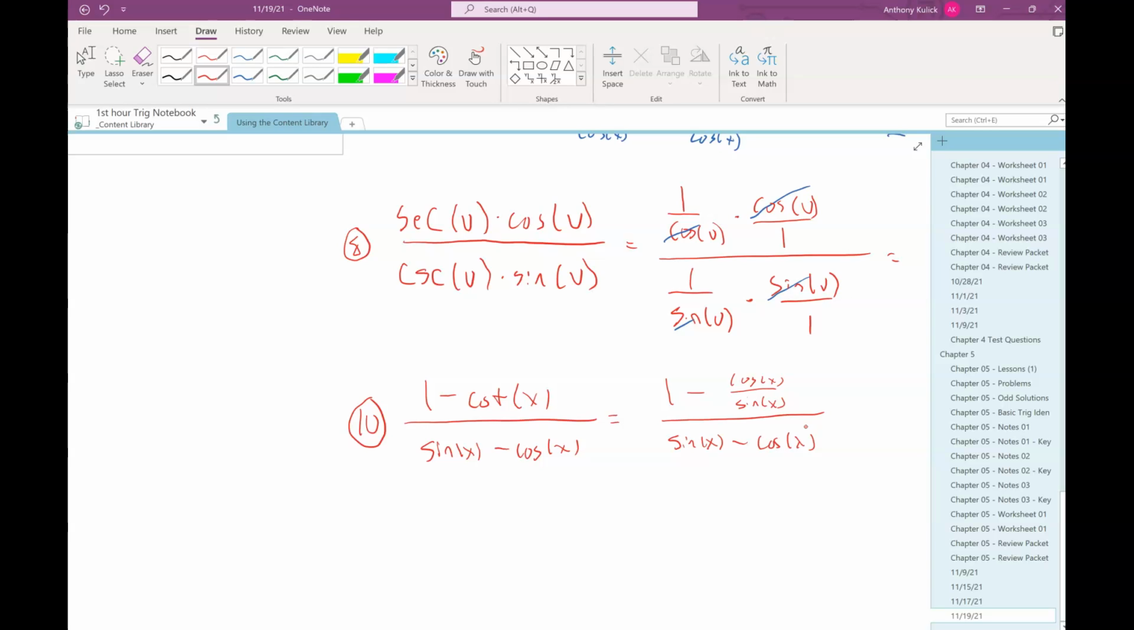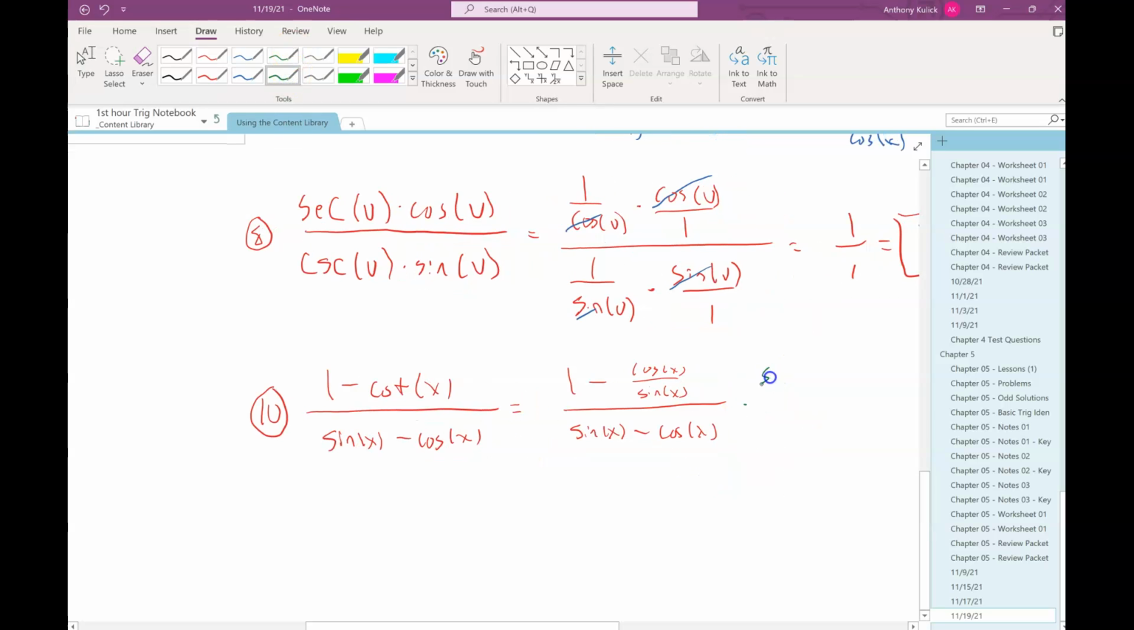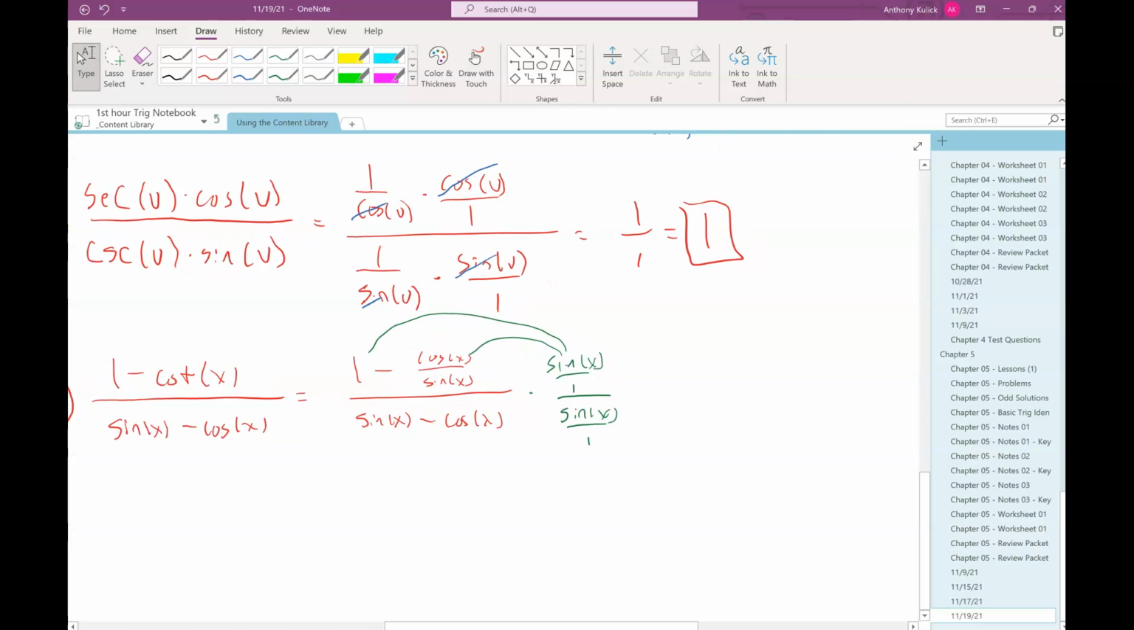And now I'm going to do my trick. If I look here, there's really just one denominator. It's just sine x, right? So I'm just going to multiply top and bottom by sine x. When I multiply sine x to 1, I get sine x. And I multiply sine x to cosine over sine, I get just cosine.